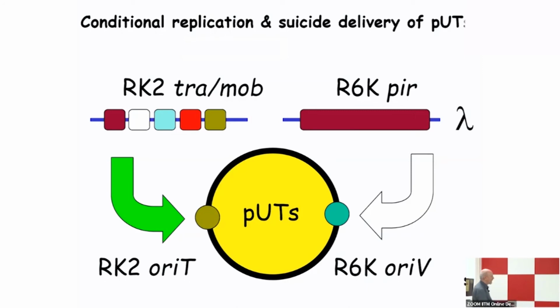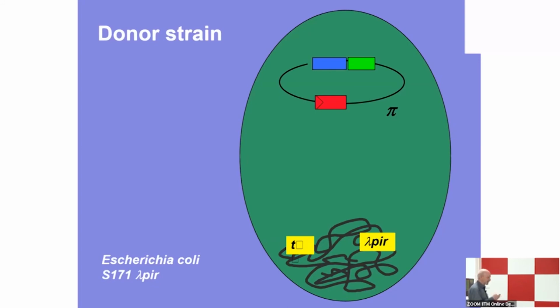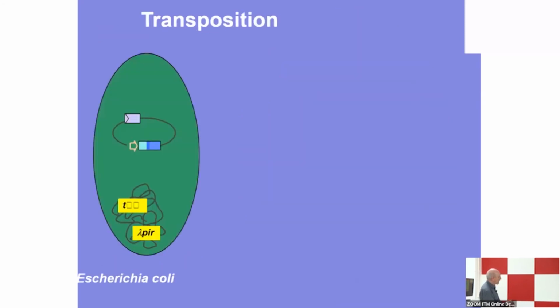So in sum, what you have is a delivery vector that can be mobilized into a recipient, that can replicate in the donor, because the donor has the possibility to replicate the plasmid with an R6K ori, because it has the pir protein, but at the same time, it can be mobilized to another recipient. So here comes the kind of trick. In the donor strain, you have a specific strain of E. coli that has been engineered in the chromosome to produce the pir protein, the P protein here that is required for plasmid replication, okay?